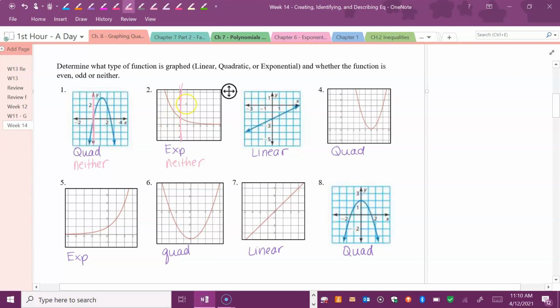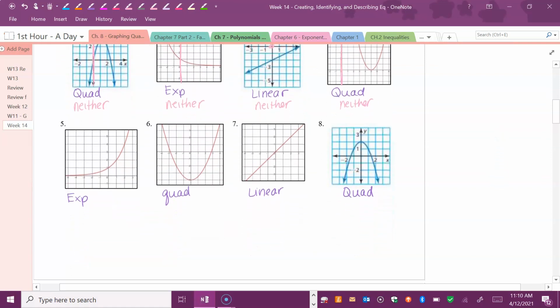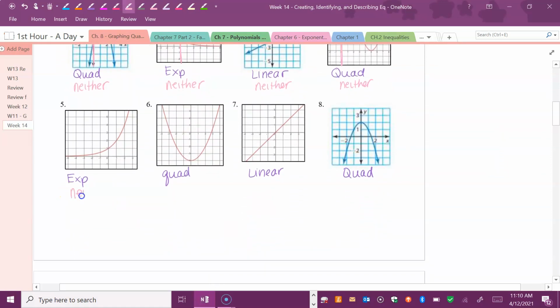It is also, if I rotate it about the origin, it is not on top of each other. Linear functions can only be odd, and if I rotate this about this point, it is not odd because it is moved down, so this is also neither. This function here, this is the y-axis. If I reflect that over the y-axis, those points are not on top of each other again, so this is also neither. Most exponential equations, or all exponential equations I should say, are neither. If you rotate that about the origin, it's not on top of each other, and it's not reflective about the y, that doesn't work.